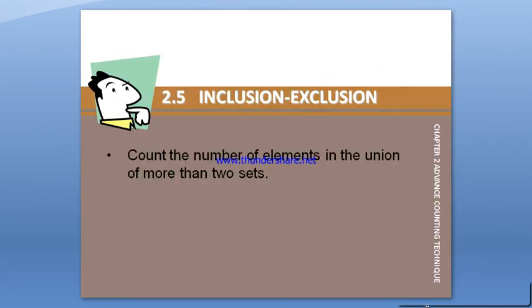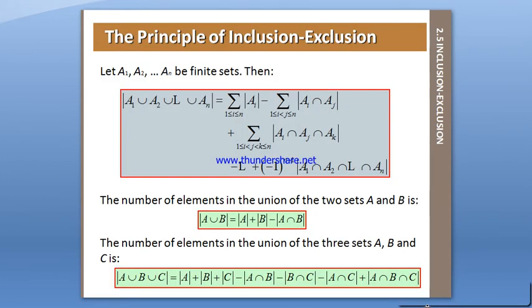Now let us consider what the principle of inclusion exclusion is and how counting problems can be solved. Suppose we want to count the number of elements in the union of more than two sets. Let us see how the principle is used. The corresponding formula we can use to count the number of elements in the union of more than two sets is the generalization given here.